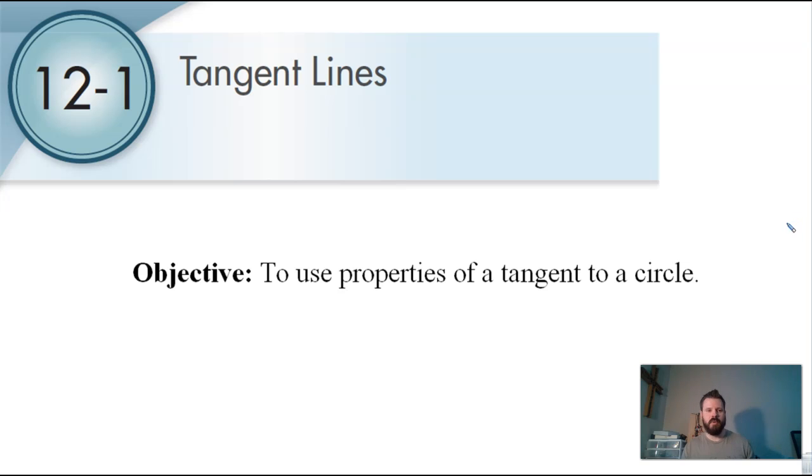All right, hello everybody. Today we're getting going with chapter 12, which is all about circles. Obviously we've talked about circles a whole bunch through this course. With chapter 12, what we're going to do is look at some more properties of them, go more in depth, and take a look at more things we can figure out about them.